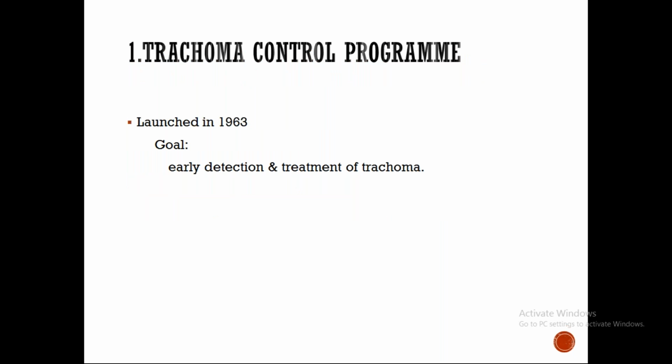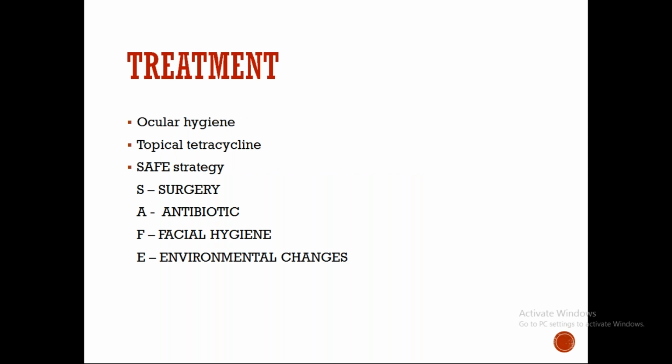The trachoma control program was launched in 1963. The goal is early detection and treatment of trachoma because it causes blindness. So what is the treatment you have to give? You have to follow the SAFE strategy. SAFE strategy is nothing but surgery, antibiotic, facial hygiene, environmental changes. This is the strategy which is used to control trachoma. So, environmental hygiene, facial hygiene, antibiotic. If some complications develop, surgery is required. And topical tetracycline and ocular hygiene are the main prongs of approach for the cases of trachoma.